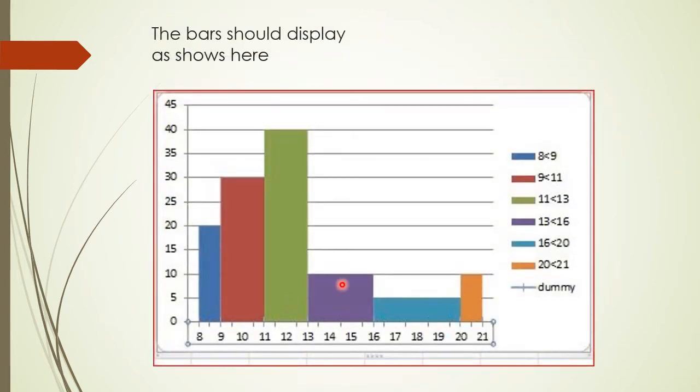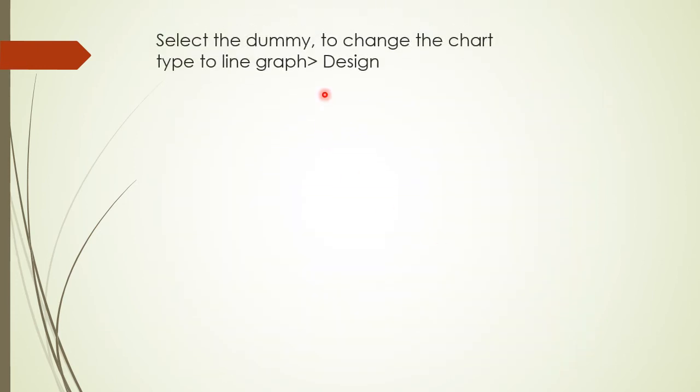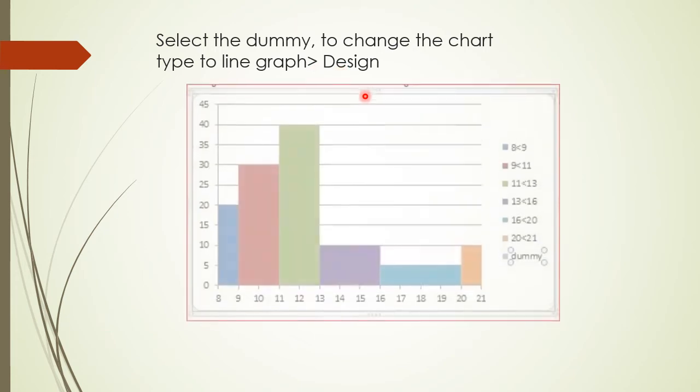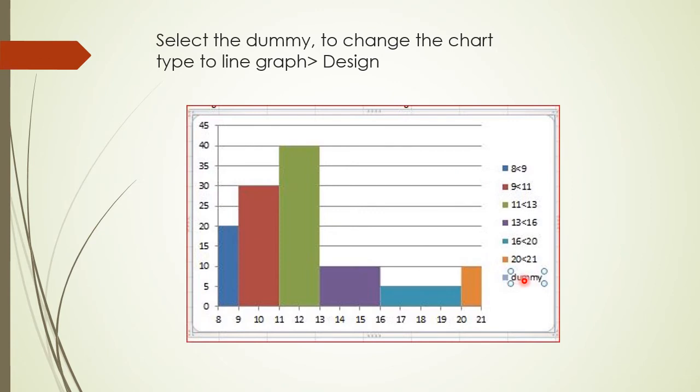It already looks like a histogram, although there's one more thing we need to do to make it an actual histogram. And now at this point, we're going to remove the dummy. All right, now select the dummy, and then we want now to change the chart type to line graph, so that we remove the dummy. So at this point, we just select the dummy. Again, as I said, if you just click this point, the 4 circles will appear to show you that you have selected that one, right?